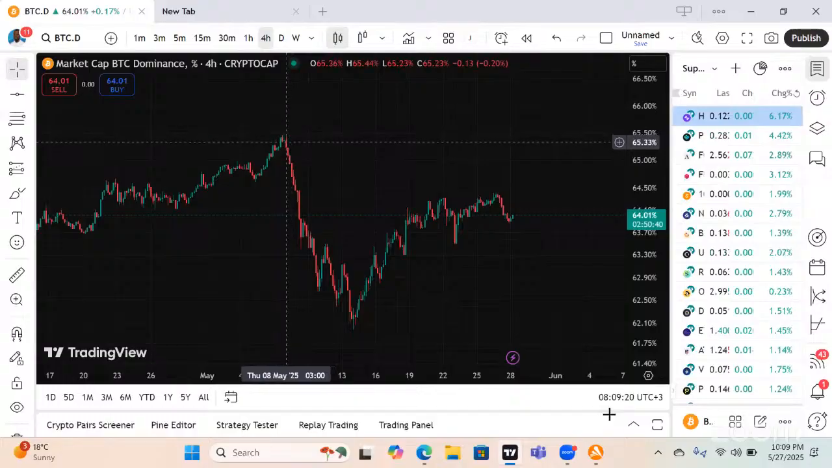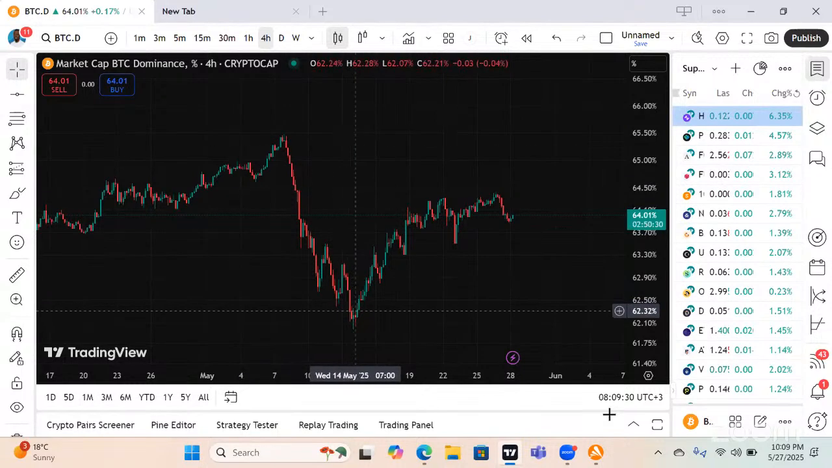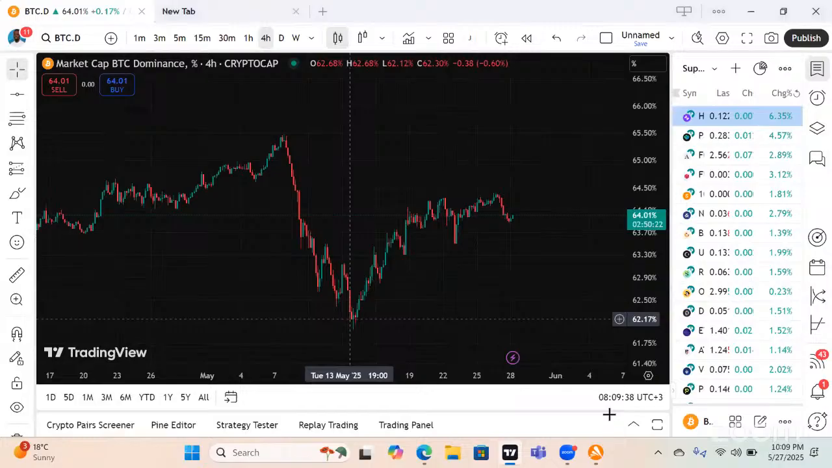This was around May 2025. And we had the Bitcoin dominance move in May 2025. How many of you saw coins in May 2025 doing wonders? The market was pumping. It's because the Bitcoin dominance, just in the 4-hour time frame, had gone down a little bit.